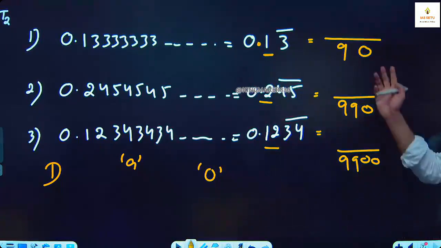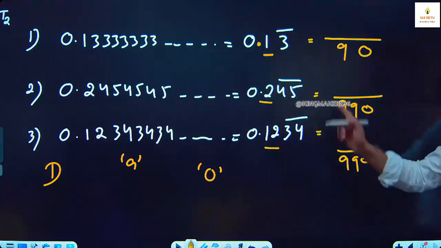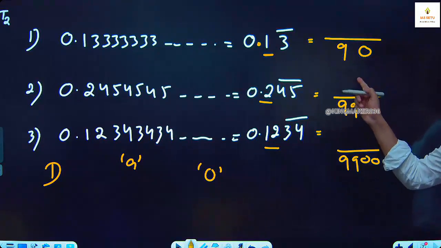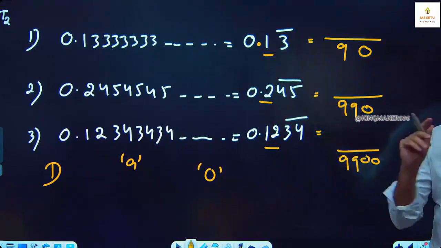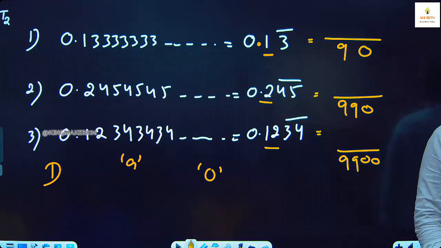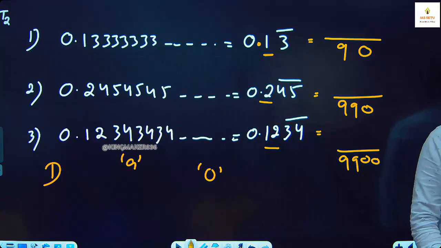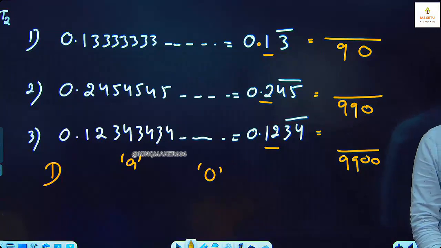I repeat, as many 9, as many digits under the bar. After that, as many 0, as many digits between decimal and recurring part. Non-repeating, but after decimal.